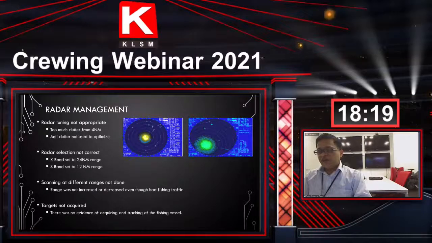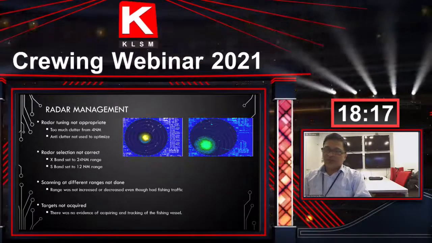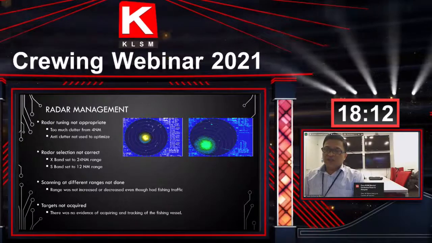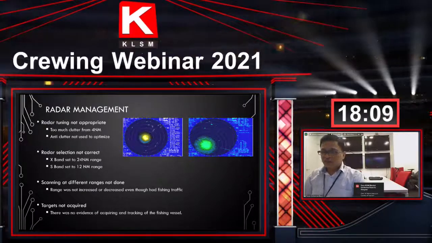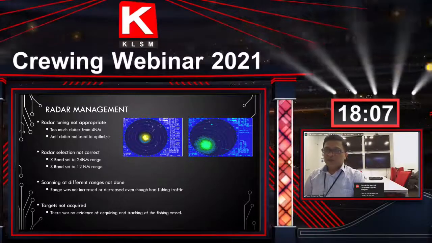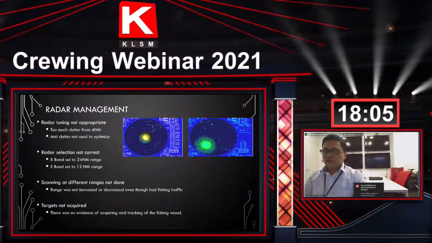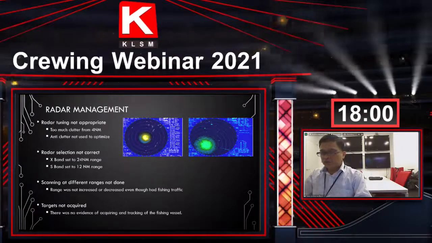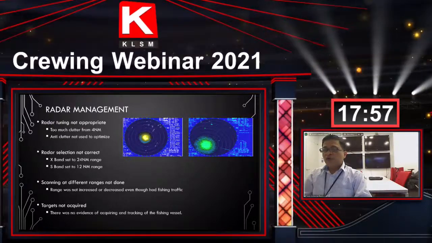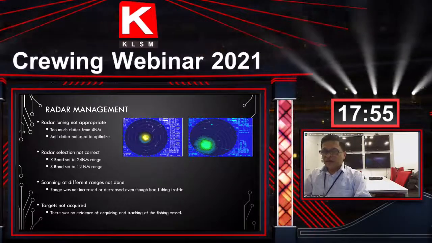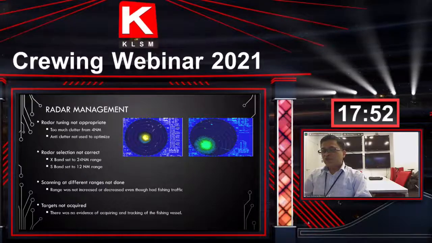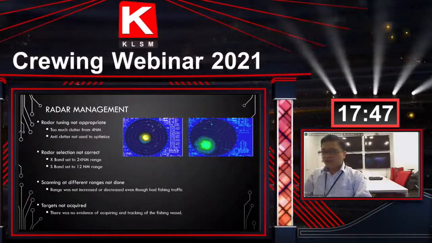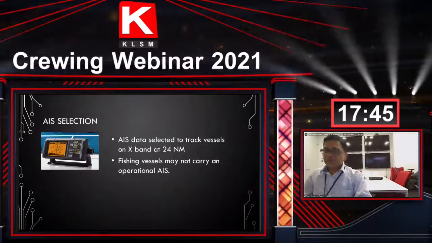Although there was traffic in the vicinity, like ships coming down, overtaking, or the fishing vessel, the range scanning was not done. That is, the range was not increased or decreased to scan the area properly. Basically, the basic use of radar was not done properly. Also, the targets were not acquired. The vessel depended more on the AIS. The X-band radar was selected to display the AIS, and all the information available was from the AIS. No tracking on the radar.